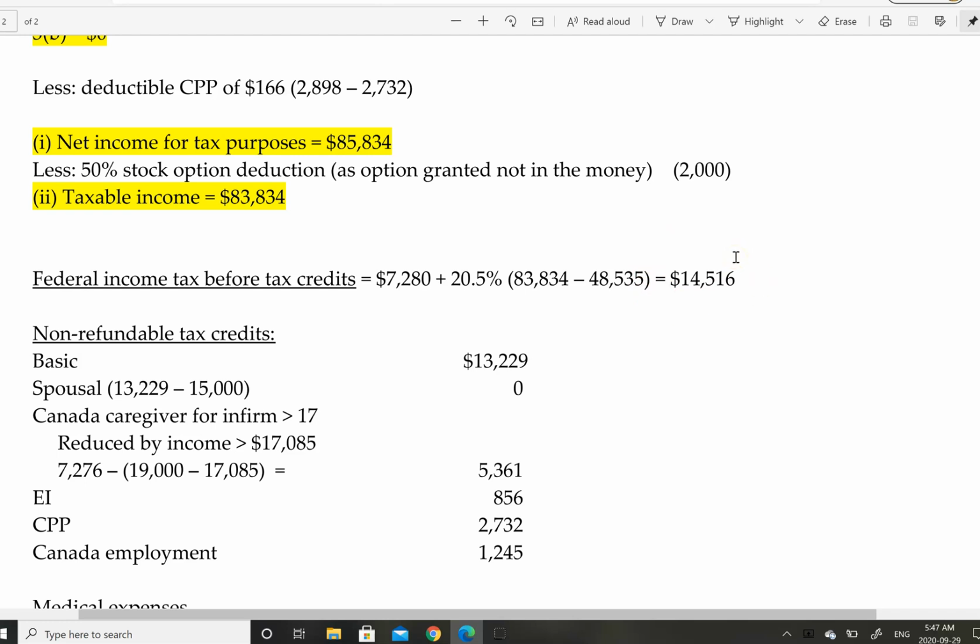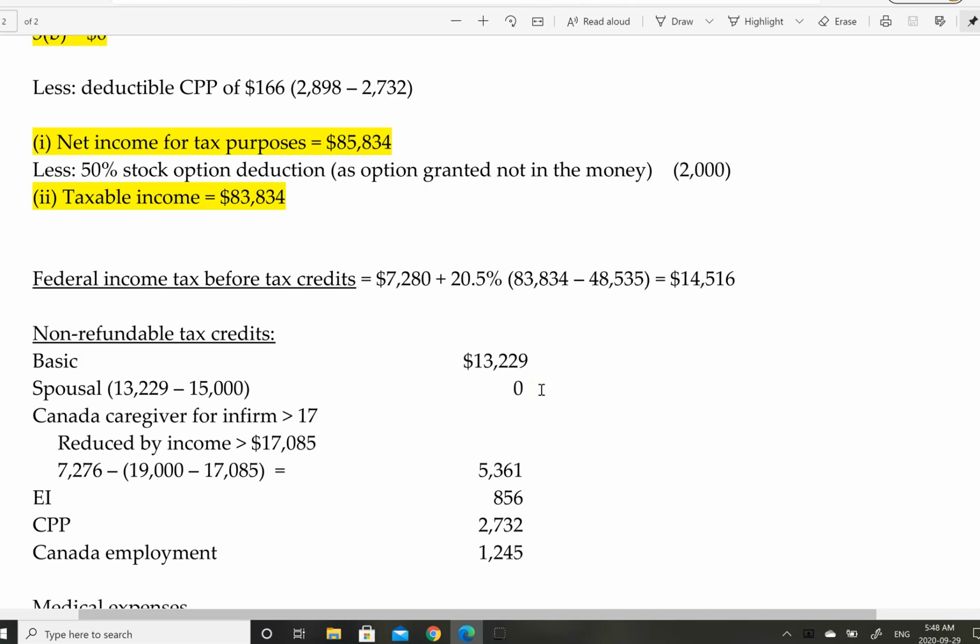Then we move to her non-refundable tax credits. Well, everyone gets the basic. That's the first amount, $13,229. Now, she qualifies for the spousal, and this is important. She qualifies for the spousal even though the amount is 0, because her spouse makes net income for tax purposes of $15,000. You cannot have a negative amount, so the spousal amount is 0, but she does qualify for it.